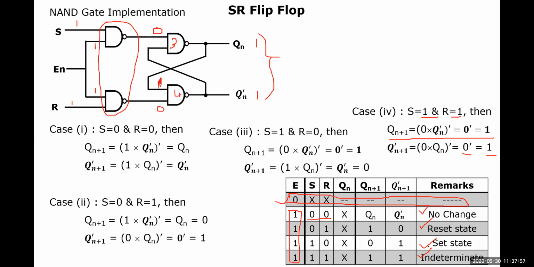You need to remember this quite opposite operation takes place because of the first level NAND gates, NAND gate 1 and NAND gate 2, because the outputs are always flipped. That is why you get this kind of functional table. Okay, this is all about the SR flip-flop.